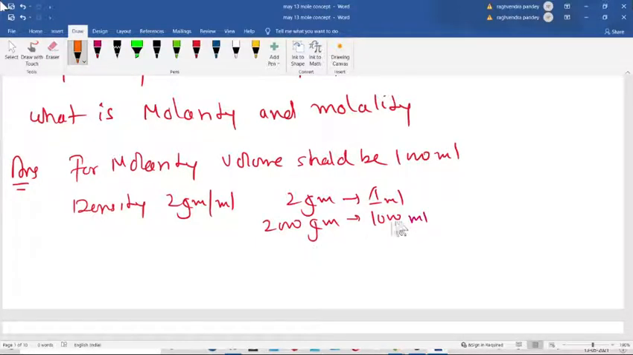Okay. So this 1000 ml is your 2000 gram. In 1000 ml is 2000 gram. Now what is this 2000 gram? What is this 2000 gram?